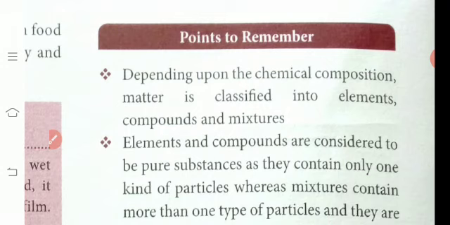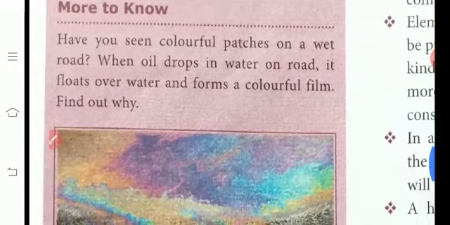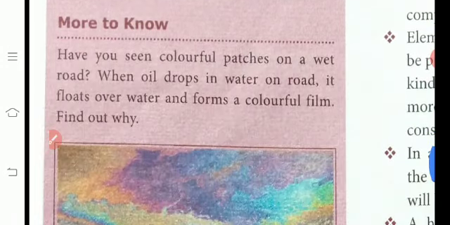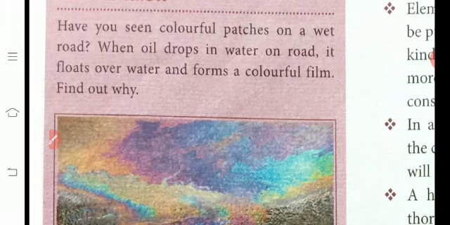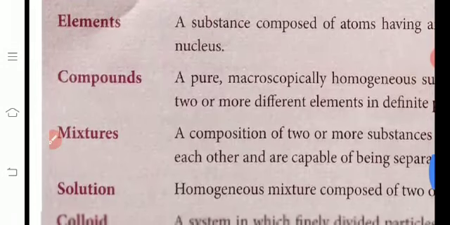Emulsions find wide applications in food processing, pharmaceuticals, metallurgy and many other important industries. They are using the emulsion method. Have you seen colorful patches on a wet road? When oil droplets fall on water on the road, they float over the water and form a colorful film. Find out why. It is due to the scattering of light.